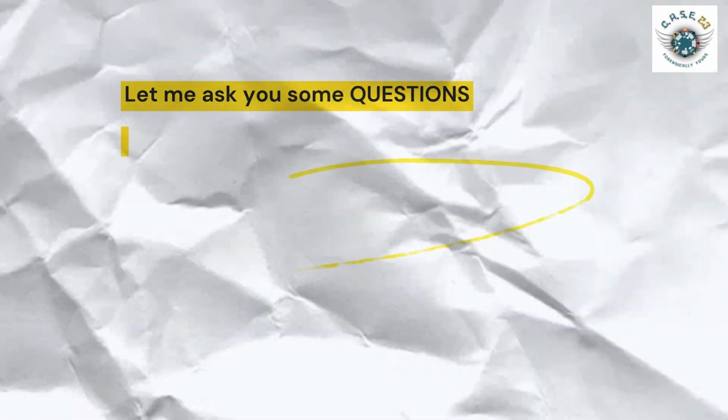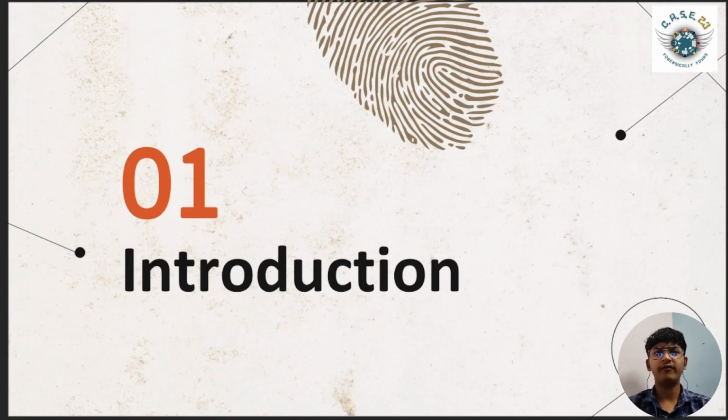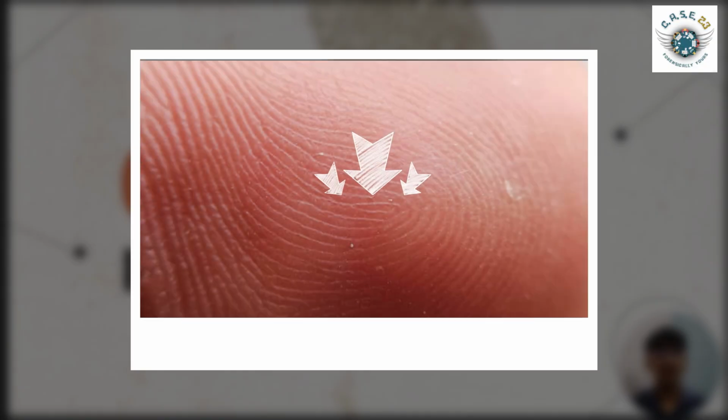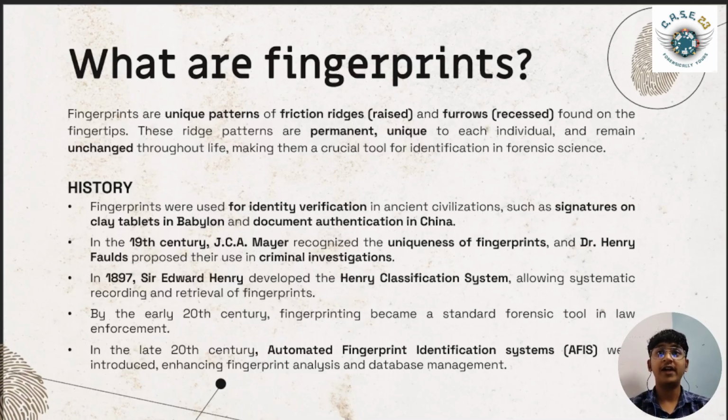But before we dive in, let me ask you some questions. So what are fingerprints? Also, have you ever looked closely at your fingertips? Those tiny ridges and grooves? Well, those tiny ridges and grooves are not just for grip, but also they tell your unique story. And how? So the answer to that is fingerprints are made of friction ridges, the raised parts, and furrows, the recessed parts, forming patterns that are one of a kind.